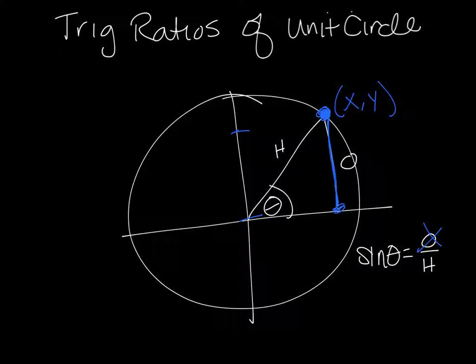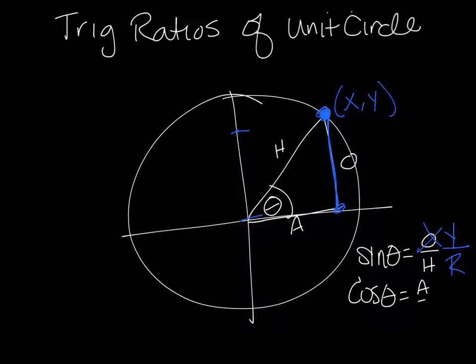And so sine will be the y value over whatever the hypotenuse is, which is going to be the radius of the triangle. And if I want to find the cosine of an angle, the cosine is going to be the adjacent over hypotenuse, but remember, adjacent is going to be the x value of that angle. So it's going to be the x value over the radius.